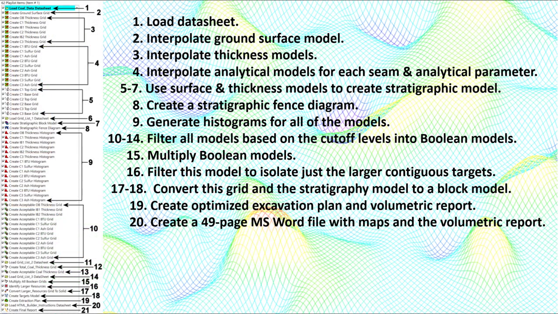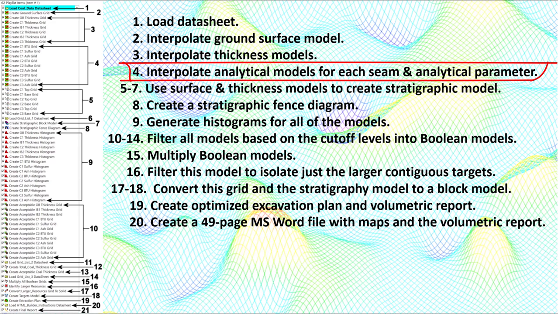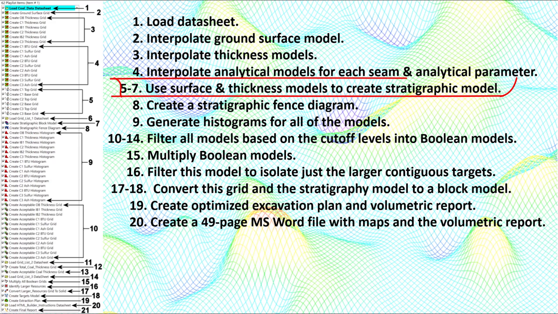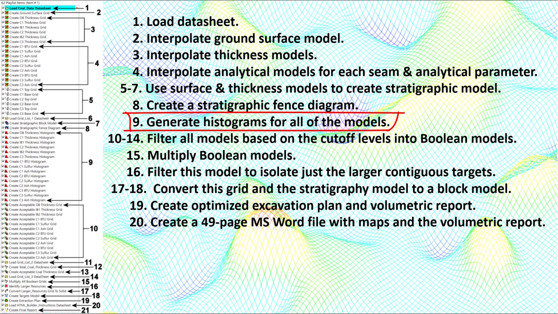The Coal Evaluation Tutorial Playlist automates the process in 62 steps that take 11 minutes to process. We start out by loading the datasheet, then we interpolate a ground surface model, we interpolate thickness models, interpolate analytical models for each seam and analytical parameter. We then use the surface and thickness models to create a stratigraphic model. We create a stratigraphic fence diagram. We generate histograms for all of the models.